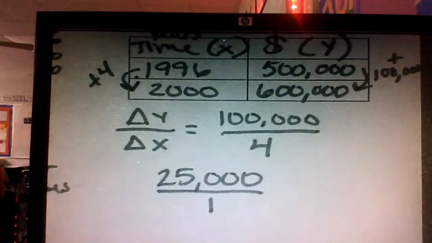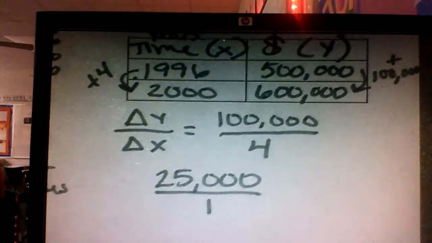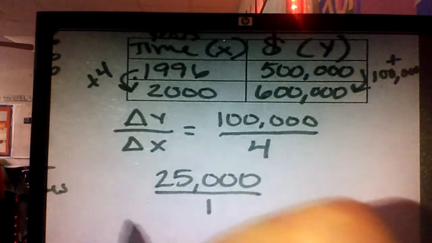Okay? So now, what does that mean? For every year, we're increasing by 25,000. Every year, sales have increased by 25,000.